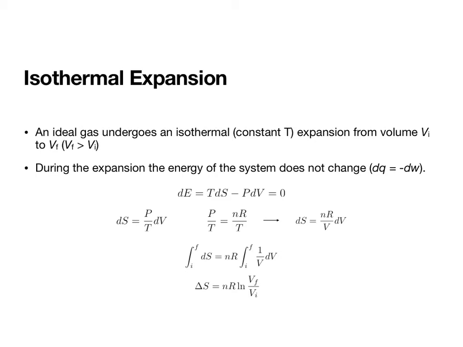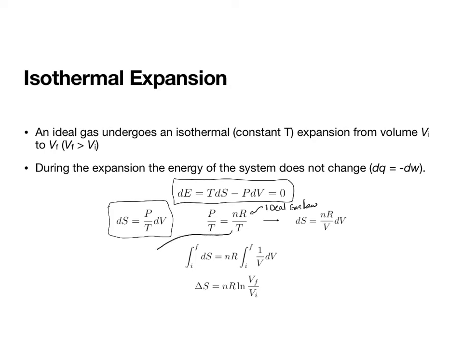And so we can say that dE is equal to TdS minus PdV, and that is equal to 0. And so since that is equal to 0, we can rearrange this, solving for dS, and get that dS is equal to P over T dV. Then this is the ideal gas law, rearranged. And so all I did was I plugged this in here.